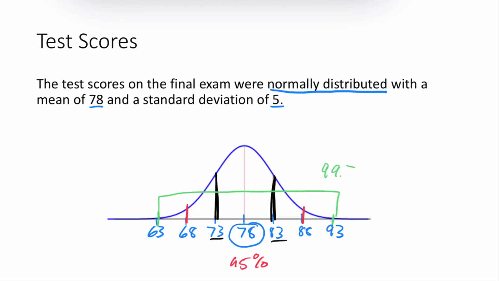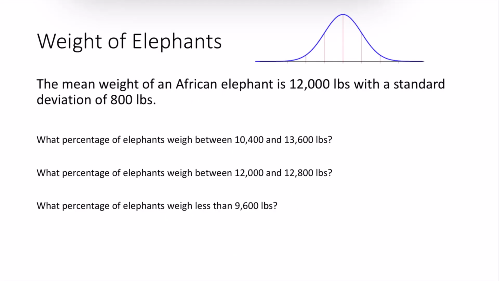So 99.7% of the test scores will be between 63 and 93. Now there's still some who may be outside of this range because this is not 100% of the data, but it's going to be a very, very small percentage of the data that is left in these tails of the graph. So now let's do an example where we use the empirical rule to interpret different information about a situation.